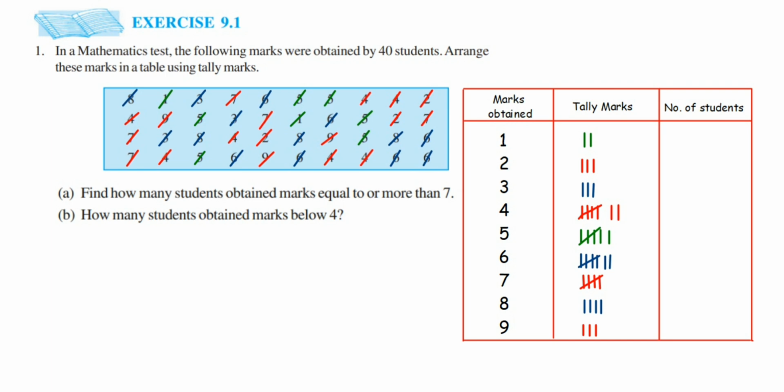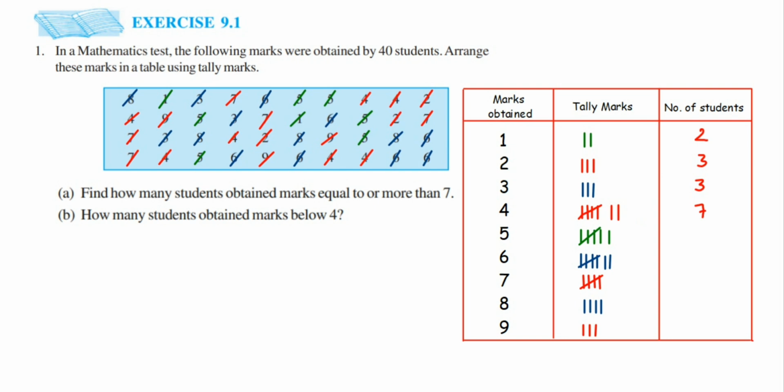Now we have to find the number of students. For the number of students, we just have to count the tally marks here. So the number of students who obtained 1 mark is 2, because there are 2 tally marks. And for 2 marks, there are 3 students. For 3 marks, there are 3 students again because there are 3 tally marks here. So we'll write 3. For 4, there are 7 tally marks, 5 plus 2, which is 7. So we'll write 7. Now this means 7 students obtained 4 marks.